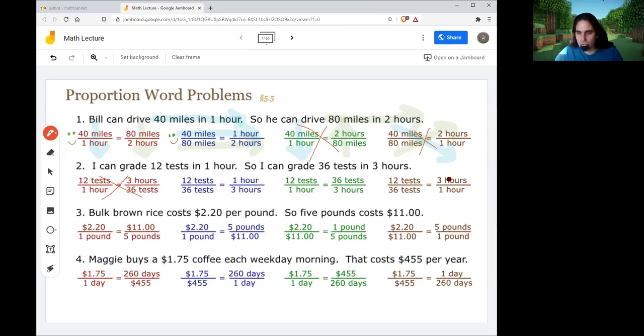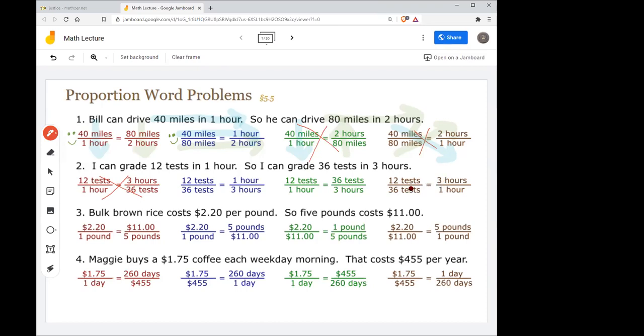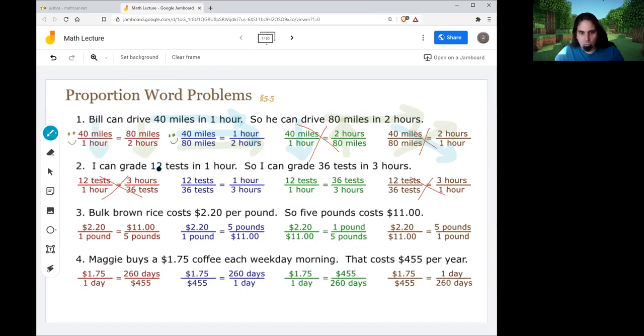12 times 1 is 36 times 3. Oh, that's not going to work. Let's check our arrows. 12 tests in 1 hour, 36 tests in 3 hours. So yes, both of the ones in the middle work. This is the one that probably looks the best to you, because again, most people like one situation on the left, the other situation on the right, and they're symmetrical as far as which words are on top and bottom.